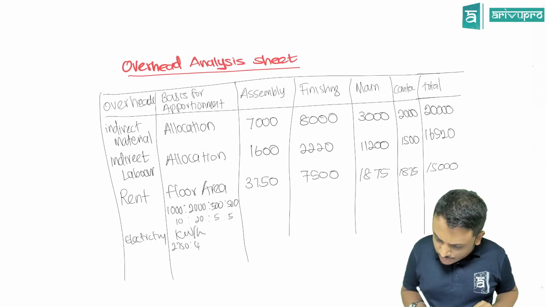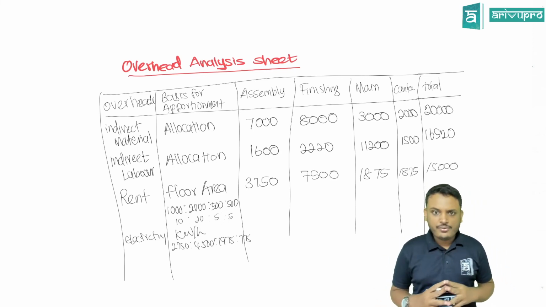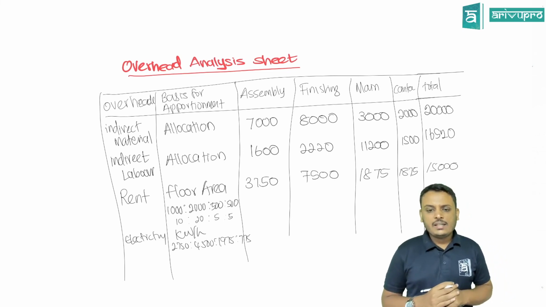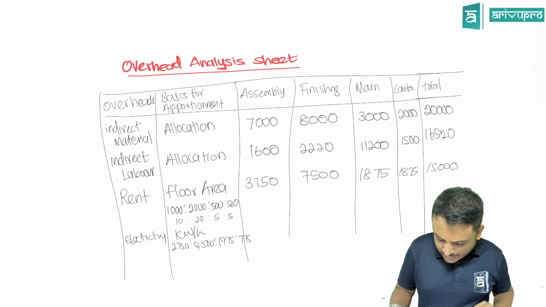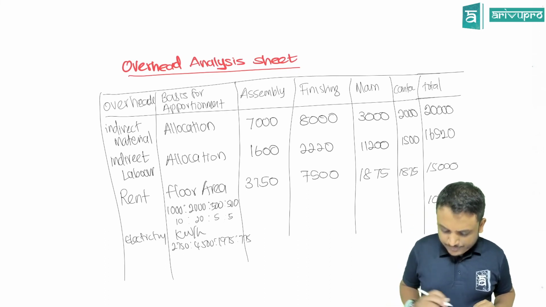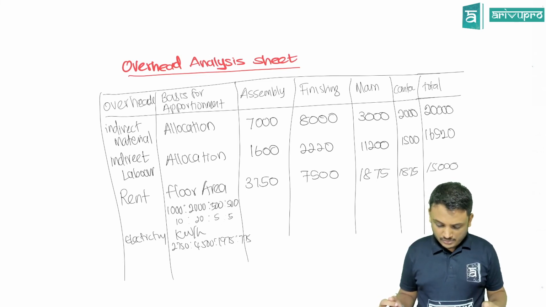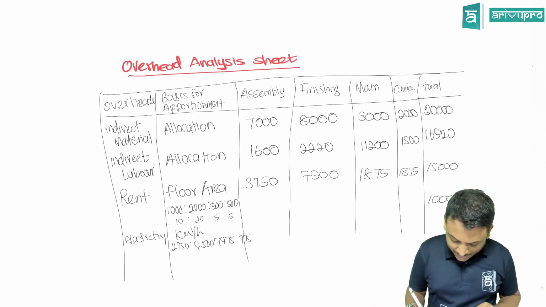So kilowatt, if I take, it's given 2,750, 4,500, 1,975 and 775. Is it clear? And the total electricity cost is given 10,000. Now finish it off, same as this. Kilowatt numbers, because it's 10,000 kilowatts. Okay, then it is easy for you. Right, so you can take it. Very good.